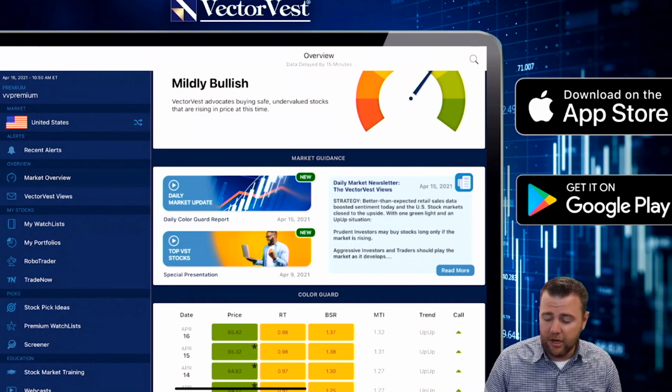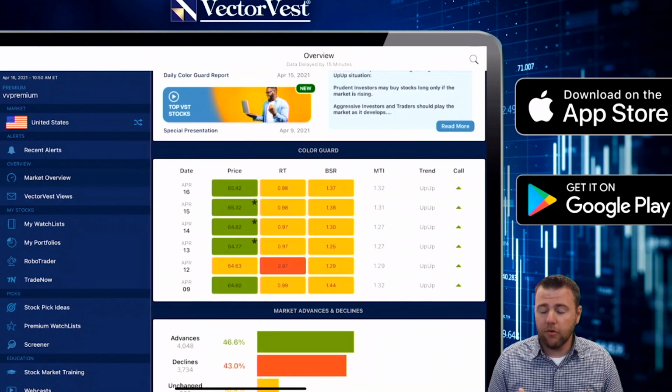If we scroll down here, we get the Color Guard, which I'll do a brief overview of if anybody's not familiar with it already. We use the Color Guard to analyze three key components of our market timing system. The first one we look at is the price, which is the price of the VectorVest Composite. This gives us a better representation of what's actually happening in the market because it's not just looking at the Dow's 30 or the Nasdaq's 100 or the S&P's 500, but it's looking at roughly 8,500 stocks as of this time.